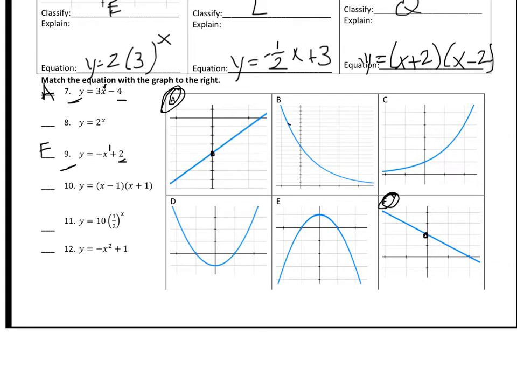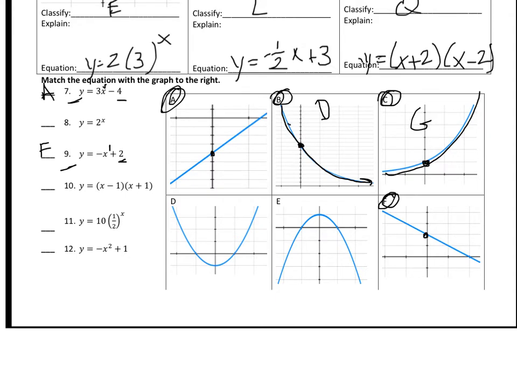Okay, next let's go to the exponentials, B and C. Those are our curvy ones. Well, one is decay because it's getting smaller and smaller and smaller, and one has to be growth because it's getting bigger and bigger and bigger. You could also look at the y-intercept. Look at how high the y-intercept is in the letter B, whereas the y-intercept in C is just 1.